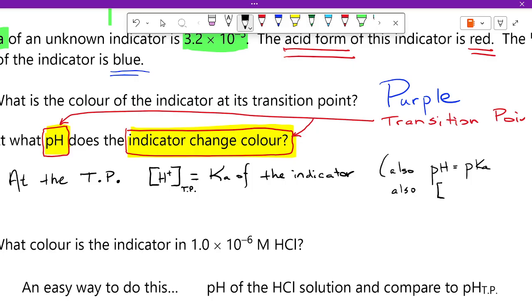There's two concentrations that are equal. The acid form of the indicator and the base form of the indicator. Those concentrations are equal. Like I said, that's not really relevant. You could use that first one, pH is equal to pKa. It doesn't really matter.